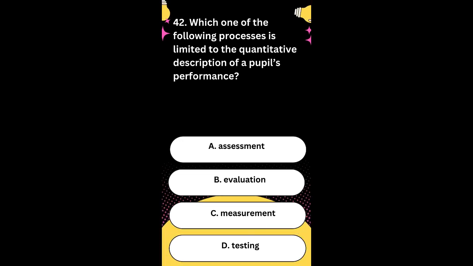42. Which one of the following processes is limited to the quantitative description of a pupil's performance? A. Assessment. B. Evaluation. C. Measurement. D. Testing.